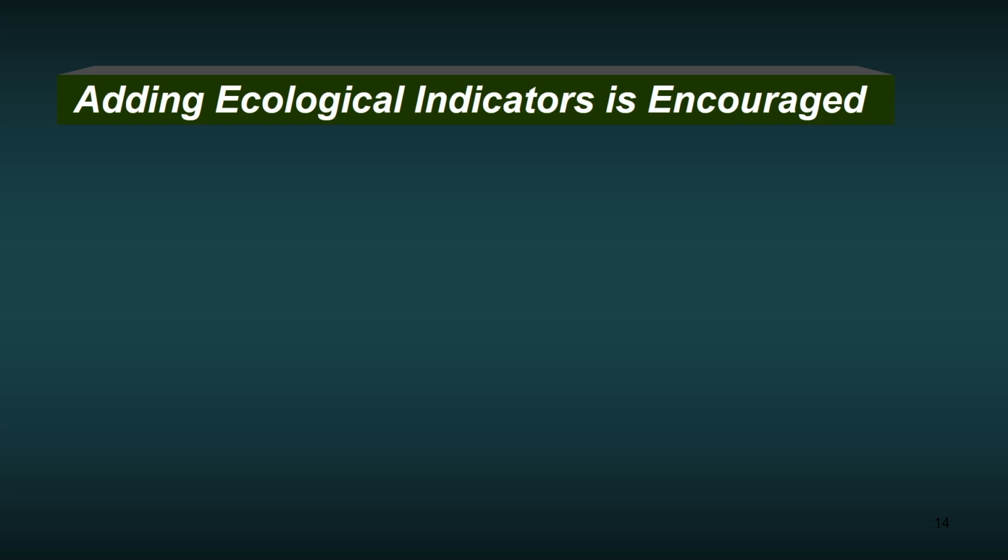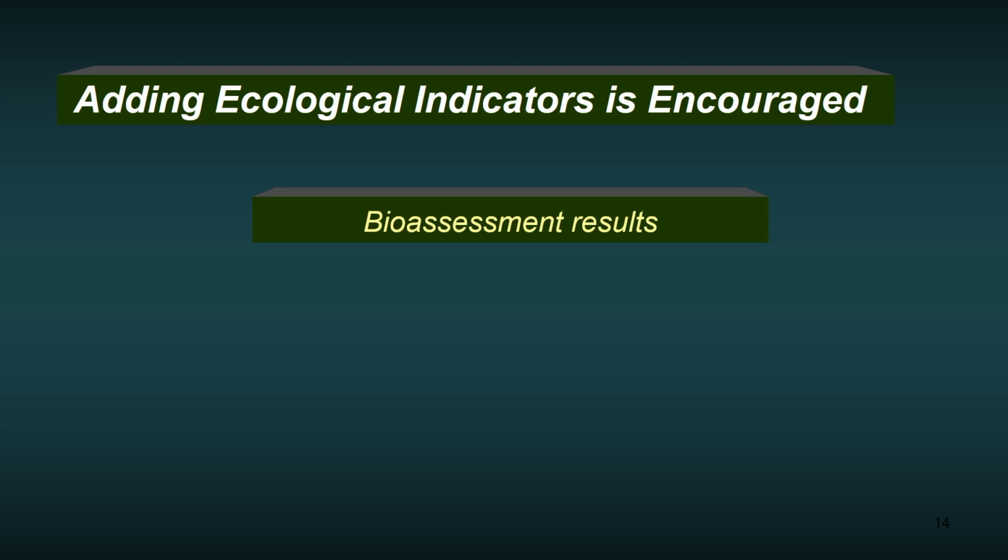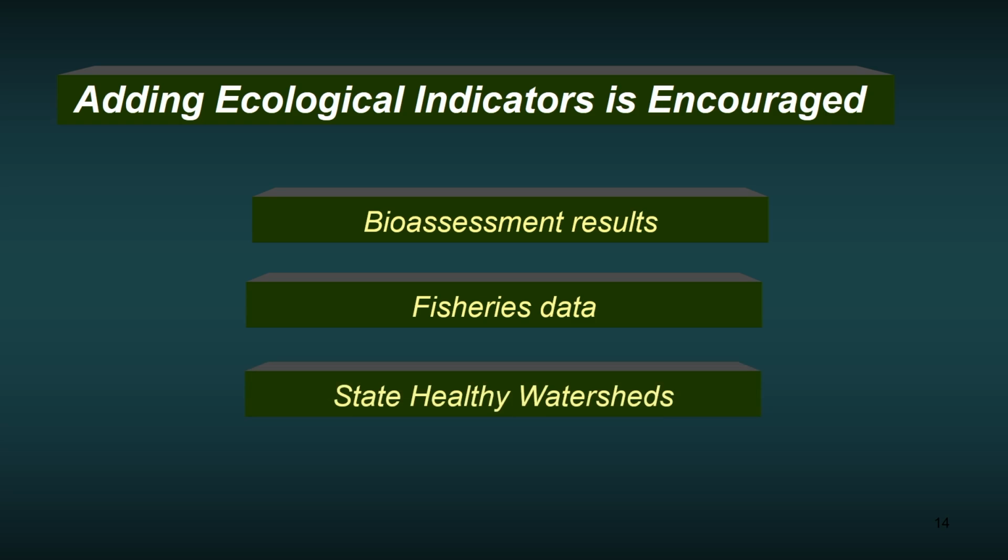Some examples may include bioassessment results such as benthic or fish IBIs, data on wild fish populations, and any state-specific healthy watersheds assessments. See the RPS module about adding indicator data for more on this topic.